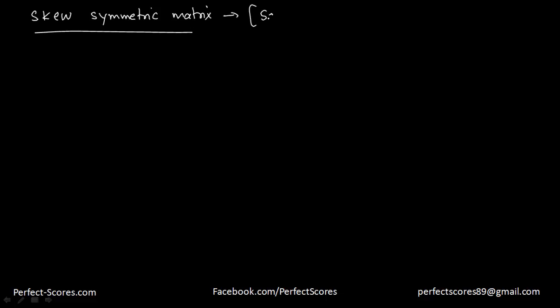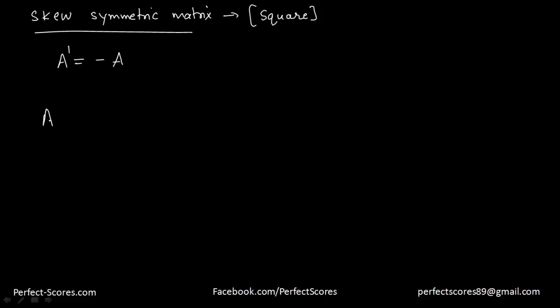Let's talk about the meaning of a skew symmetric matrix. A matrix is known as a skew symmetric matrix if, first of all, it is a square matrix such that the transpose of that matrix is equal to negative A. So the transpose of that matrix is equal to the negative of that matrix.